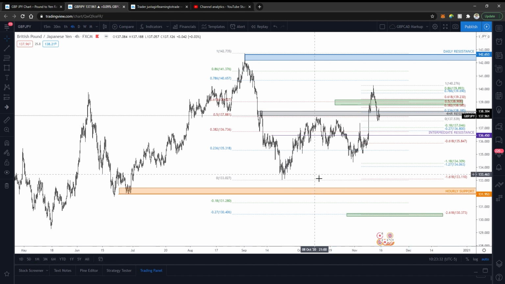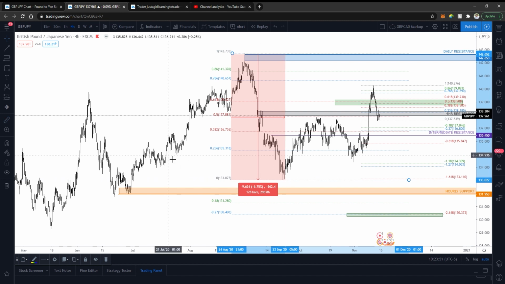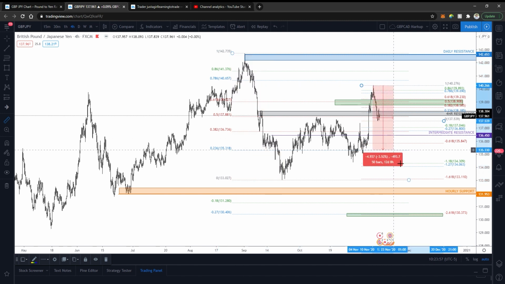So I'm thinking long term, this is probably the move. Let me see. I just want to measure. Yeah, this was 960 pips. And so this would be, yeah, 995, 1,000 pips. Yeah.